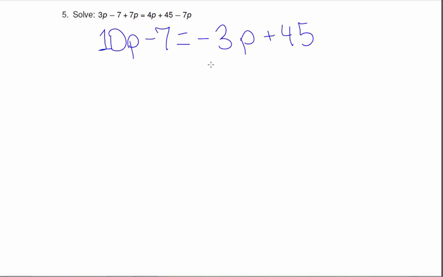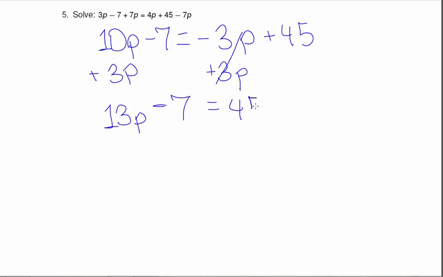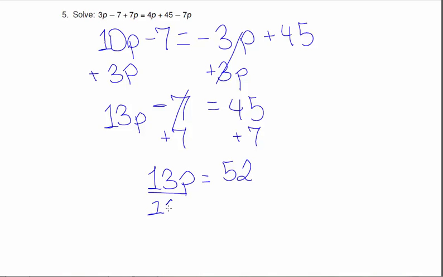We want to get the variables on the same side, so I'll add 3p. 10p plus 3p is 13p minus 7. On the right-hand side they cancel, and I'm left with 45. Adding 7 to both sides to get the constants on the same side gives me 13p is equal to 52. Dividing both sides by 13 leaves me with p equal to 4.